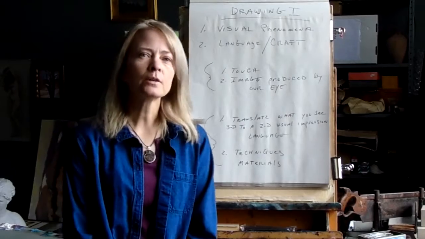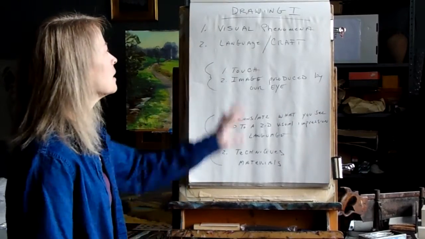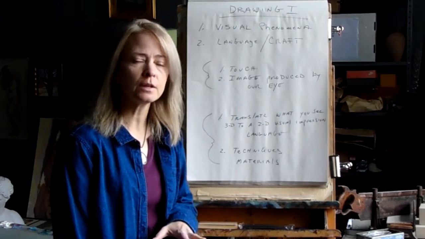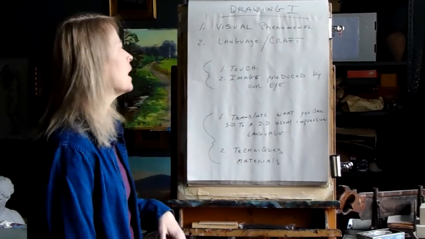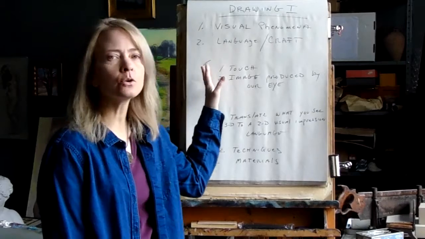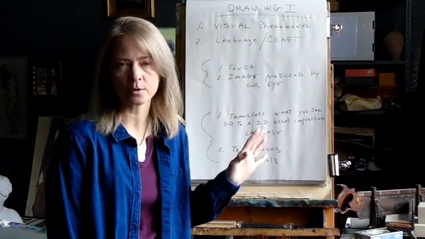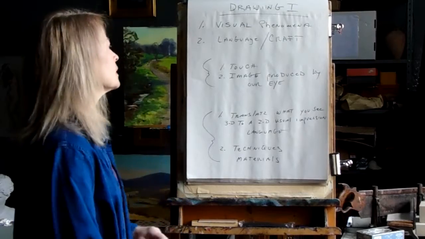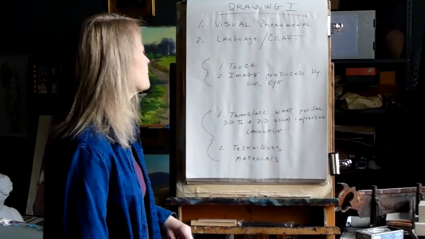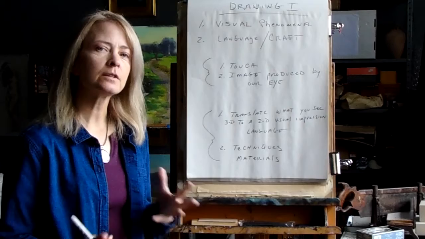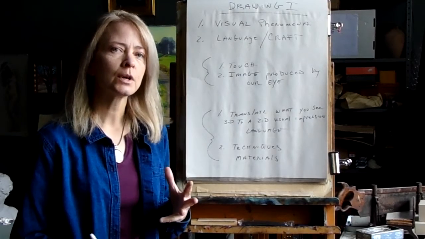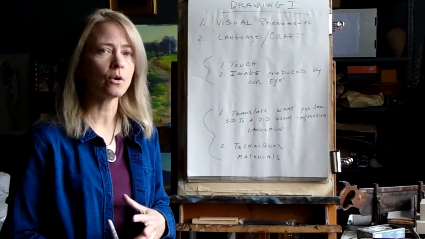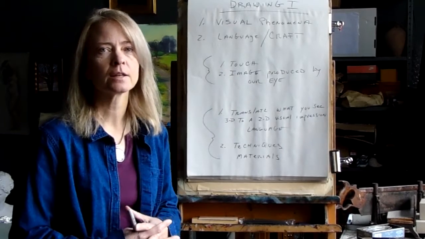So Drawing 1, we're going to think about visual phenomena, what we are actually observing in the natural world. And we're also going to look at the language and the craft of art making and what that entails. So let's start with visual phenomena. Visual phenomena can be divided into touch and also the image produced on the retina of our eye.